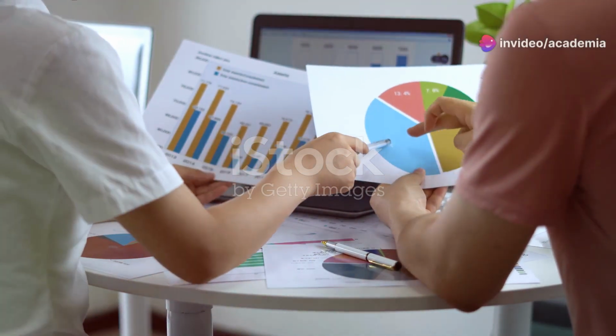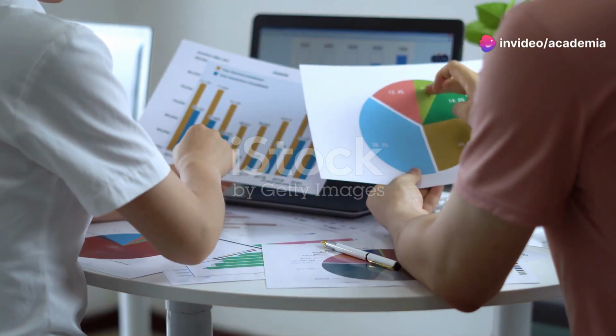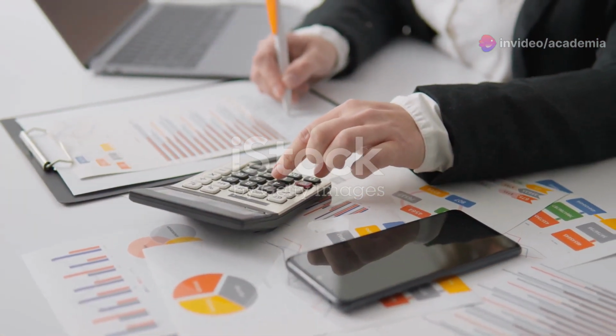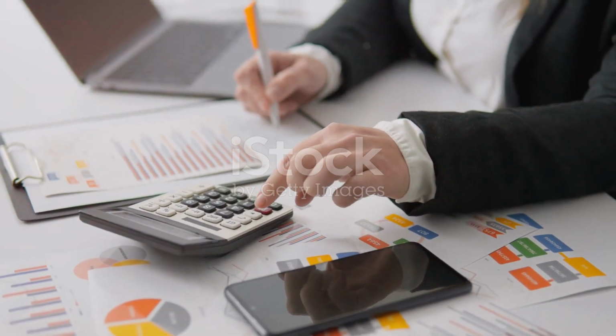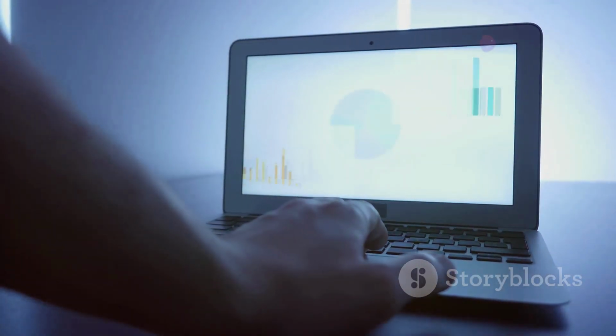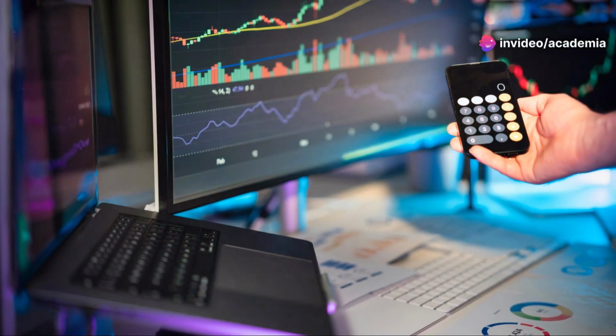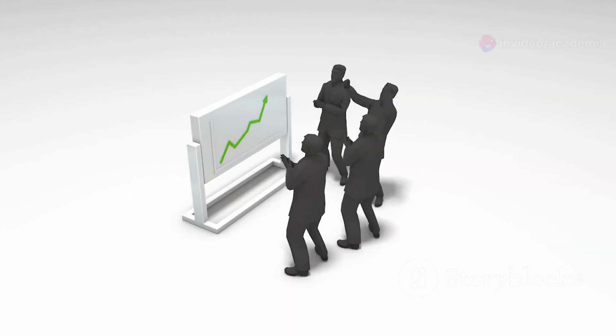Profitability ratios assess a company's ability to generate profits from its operations. Two important profitability ratios are the gross profit margin and the return on equity, or ROE. The gross profit margin measures the percentage of revenue that remains after deducting the cost of goods sold, or COGS. It is calculated by dividing gross profit by revenue. A higher gross profit margin indicates that a company is effectively managing its production costs.